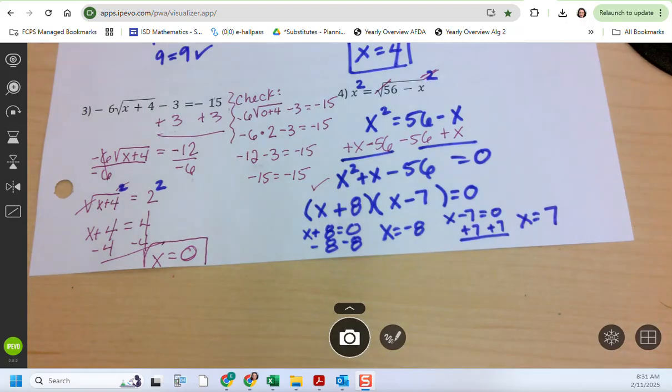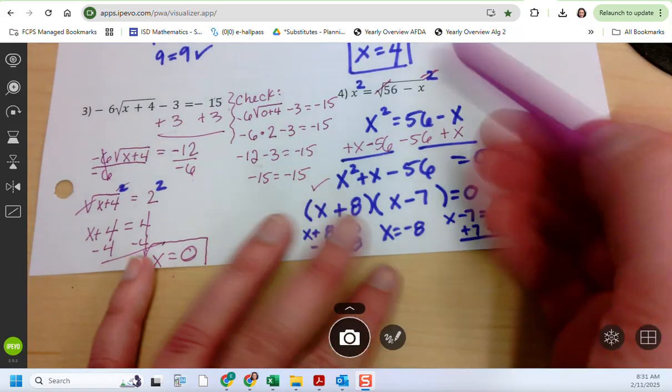Now I think at least one group has already checked these answers. Who's checked the answers? You did? Did they both work? Only one of them did. Only one of them did? So we're going to check them and see which one works, okay?